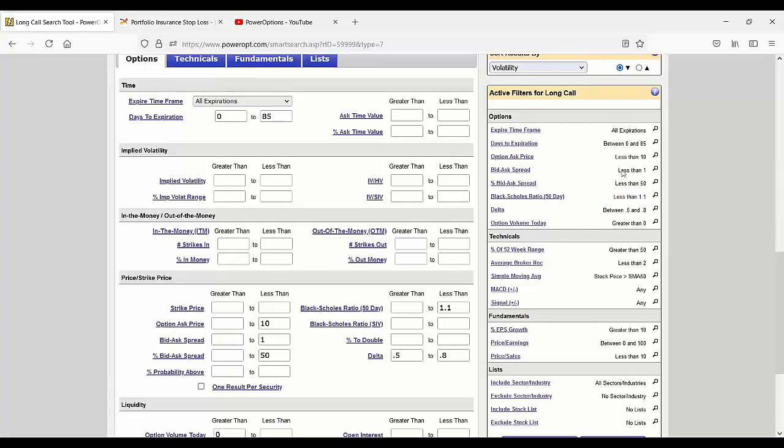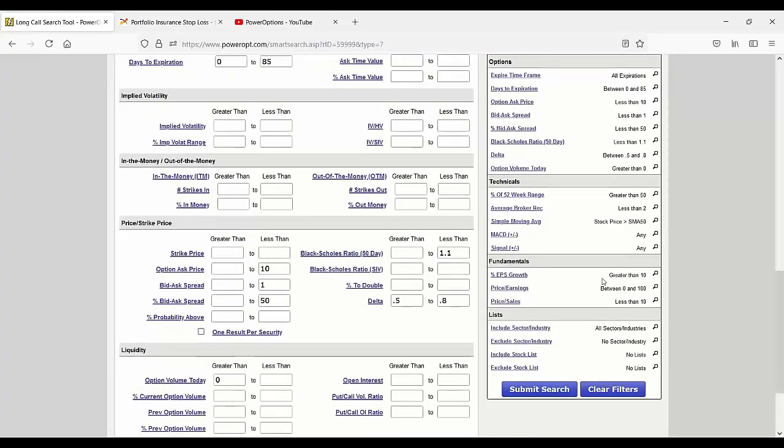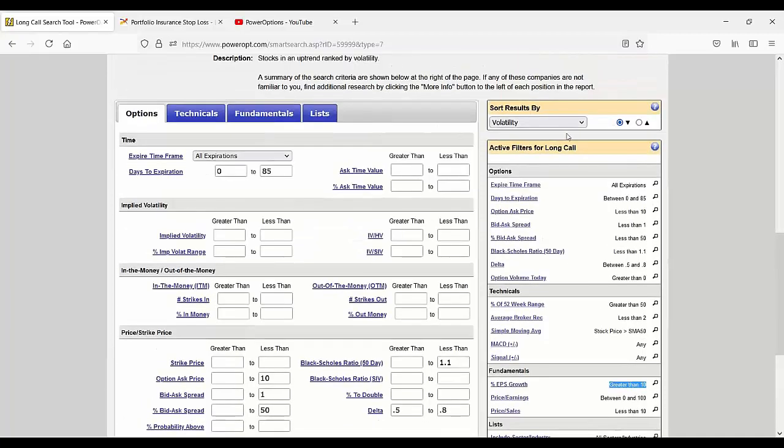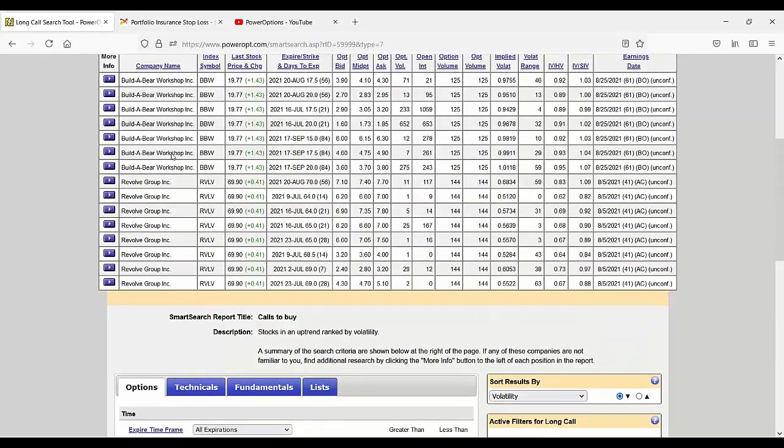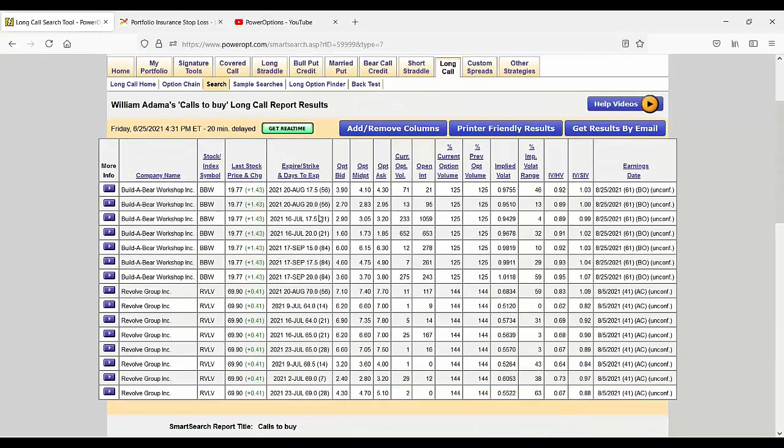Of course, we're limiting a range of bid-ask spread as well. And then you see we have some of our technicals. We're looking for stocks in the upper portion of the 52-week range, and average broker recommendation less than 2, and stocks trading in an uptrend. And of course, we're looking for stocks with good earnings per share growth, PE, and price to sales. No lists or anything along those lines. That's the calls to buy that Mike's using. Ranked by volatility, as I mentioned, highest to lowest, and we see Build-A-Bear Workshop, Revolve Group, and some others.